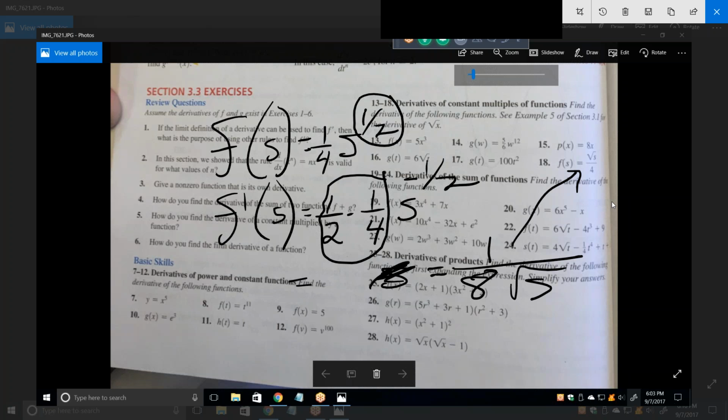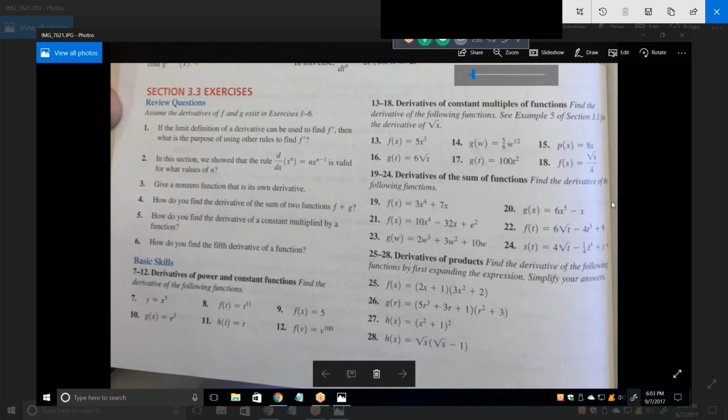Not that you necessarily need to know how to do that. They may never ask you to put it back in radical format. You learn pretty quickly in calculus that radicals don't work well, so you won't be dealing with radicals for very long, I don't think. They all need to be converted to a fractional exponent, always. It doesn't matter whether you're using the power rule, the product rule, or any of them.